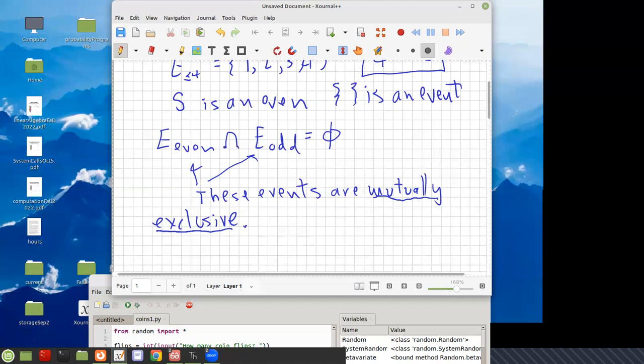So all the stuff we've done in counting will reappear here in this context, because we're going to be counting the number of outcomes in different sets and different subsets of the sample space.